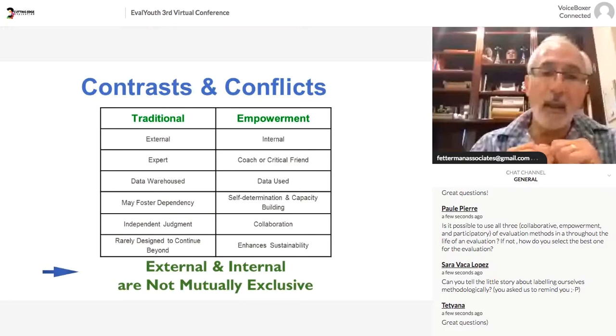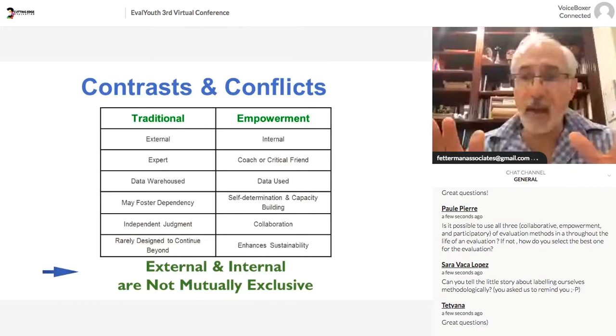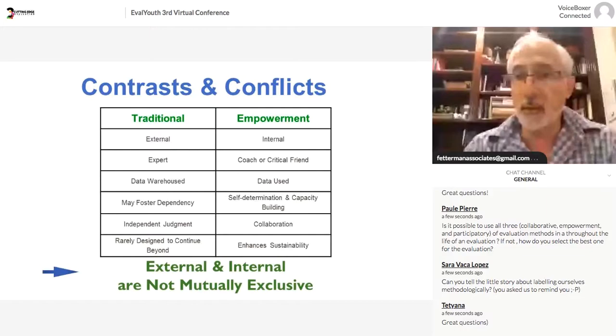Now, having done that fast, broad strokes approach, I want to emphasize they're not mutually exclusive. External and internal can work together beautifully. It's just it should be more on the insider's terms, to the extent possible. Also, by the way, empowerment evaluation is not done in a vacuum. I should emphasize it's within the context of what you're being held accountable for already, not just do whatever you want.